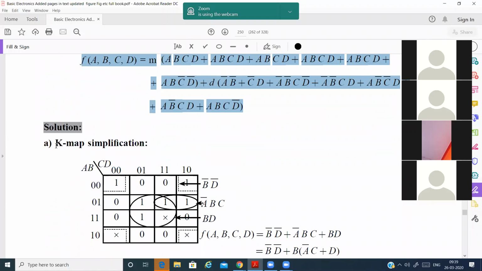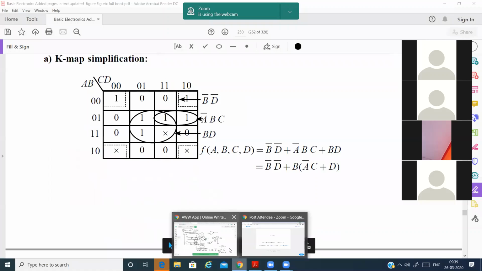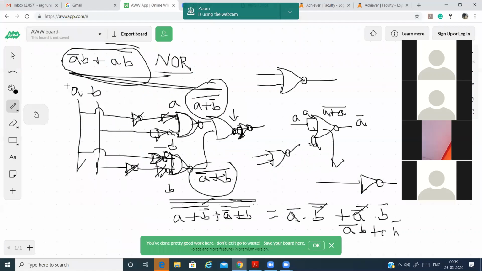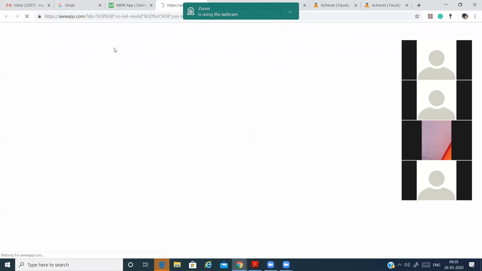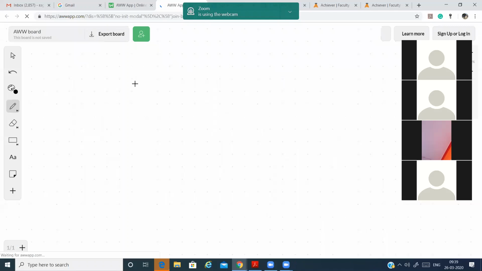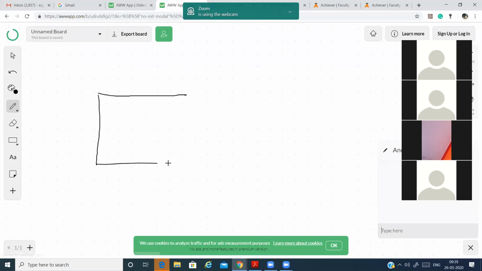Now I'll tell you how to write this K map. By using the K map, we are going to simplify it. I'll just tell you how to write this Karnaugh map. So first write the table.